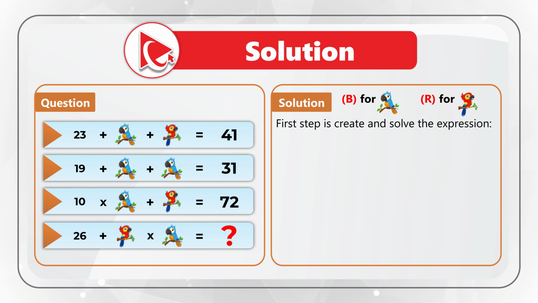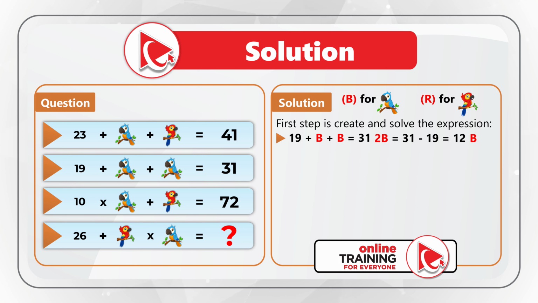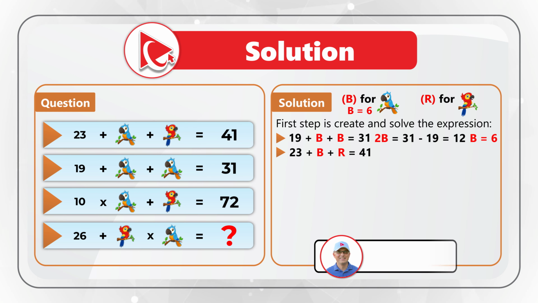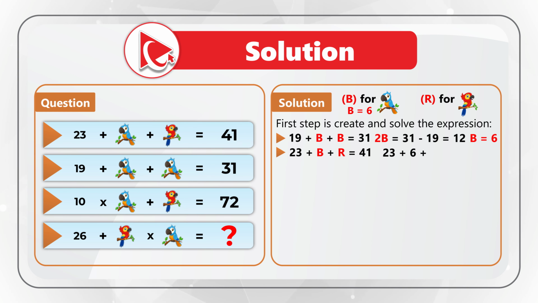And the easiest one to solve is the second expression with 2 blue parrots. 19 plus B equals 31, which means that B equals 31 minus 19, which equals 12. Once we solve it, we see that B, blue parrot, equals 6. Knowing the value for blue parrot, we can solve the first expression. 23 plus B plus R equals 41, which means that 23 plus 6 plus missing variable R equals 41. After the calculations, R equals 41 minus 29 equals 12.